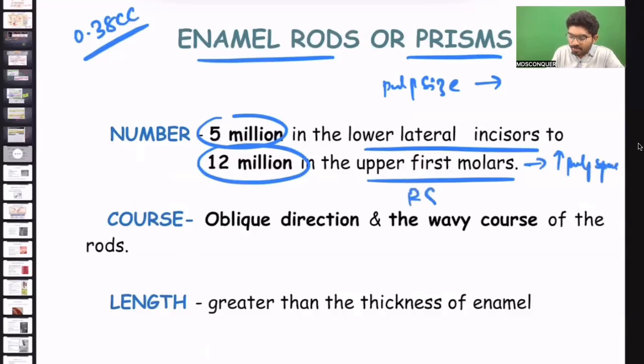Root surface area, also called pericemental area, is important for FPD, selection of abutment. It is highest for which teeth? The question is again the same for all these: highest number of enamel rods, highest pulpal space, root surface area or pericemental area is maximum. For all these questions, the answer is upper first molar.